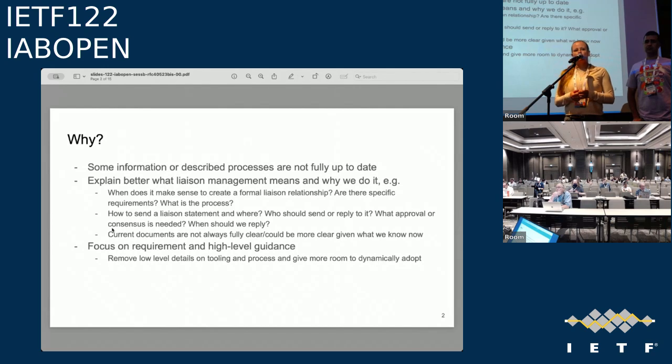And then specifically for 4053, which is about how to handle liaison statements, there's a lot of detailed information about how our tooling works, which really doesn't have to be in an RFC, so we're removing that part completely. Next.